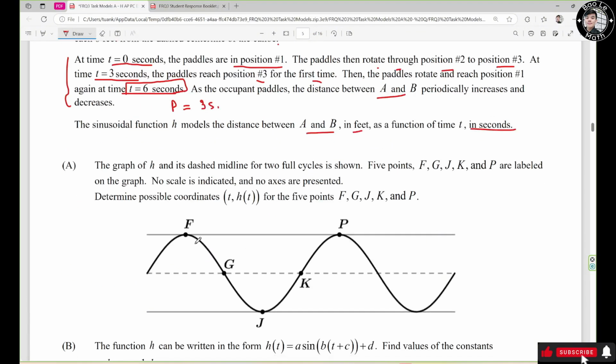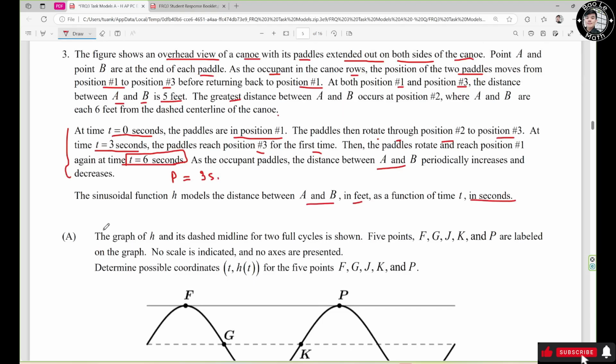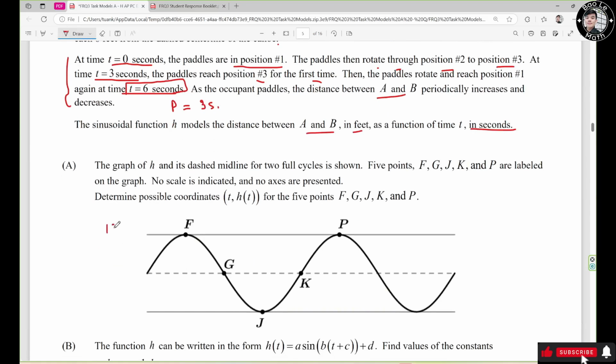Alright, now we need to find the coordinate points of point F, G, J, K, and P, right? Now we just analyze that the maximum should be 12, the minimum should be 5, and then the midline equals maximum plus minimum divided by 2. So 12 plus 5 equals 17 divided by 2. It could be 8.5, right?